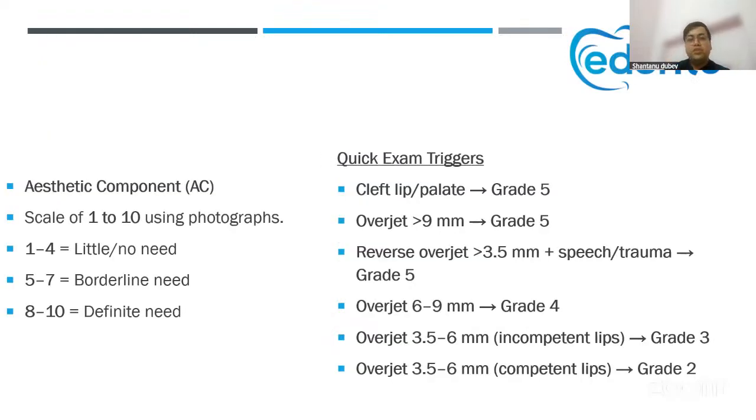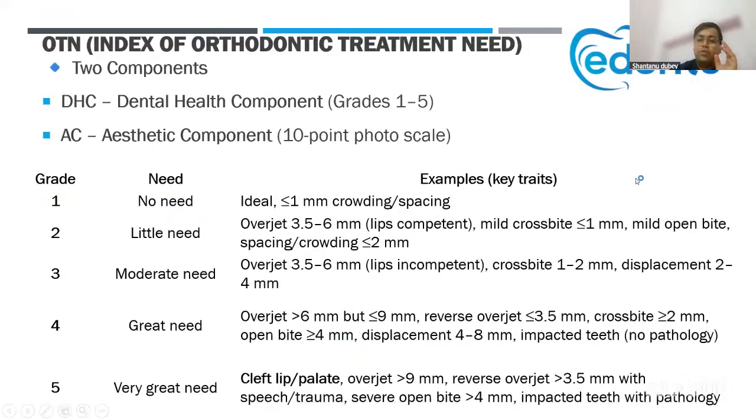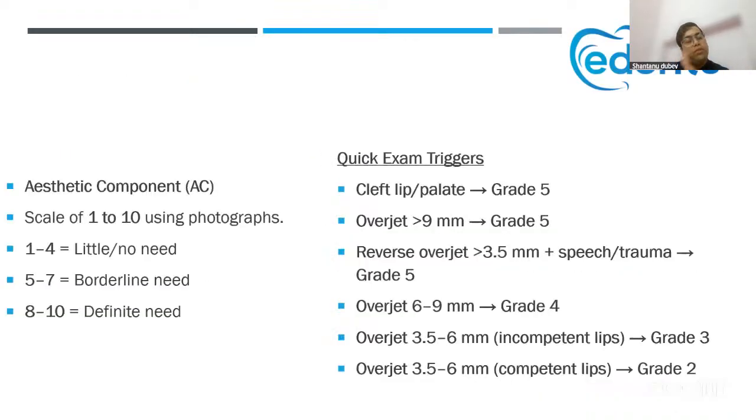Okay. If you see in the question that cleft lip, cleft palate is written, you can always take grade 5. Doesn't matter whatever things are given. It says mild cross bite, 1 to 2 mm of cross bite, displacement of 2 to 4 mm. No need to be confused. You just look at the highest grade. For an example, cleft lip and palate. If it is there in the question, no need to think, go for grade 5.